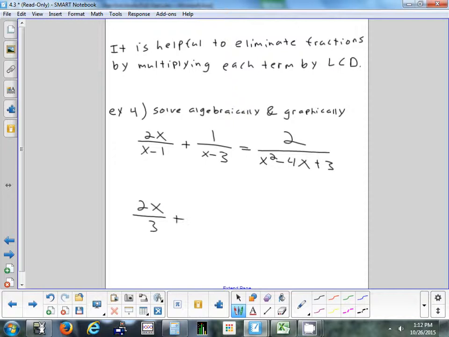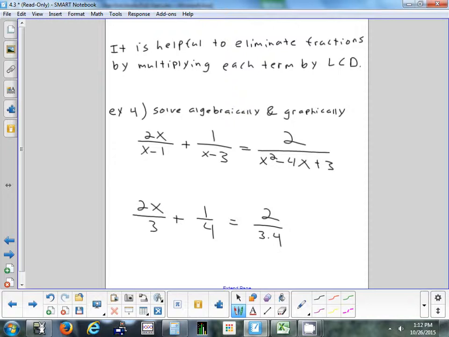2x over 3 plus 1 over 4 equals 2 over 12. And you know what? Think of 12 as 3 times 4. It's the product of the other two denominators. What number could you multiply everything by here to cancel every denominator out? Well, 0, but yeah, that would wipe everything out.